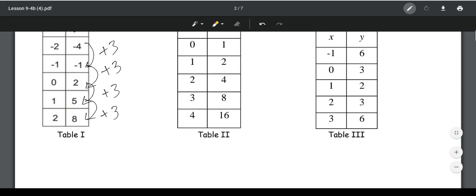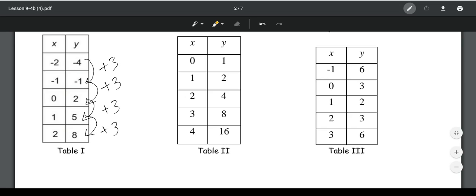And we know that linear functions have the formula y equals mx plus b. That means I need to find the slope and I need to find the y-intercept. The slope I already have, which is 3. And the y-intercept, as you can see, is 2 because it's the y value when x equals 0.